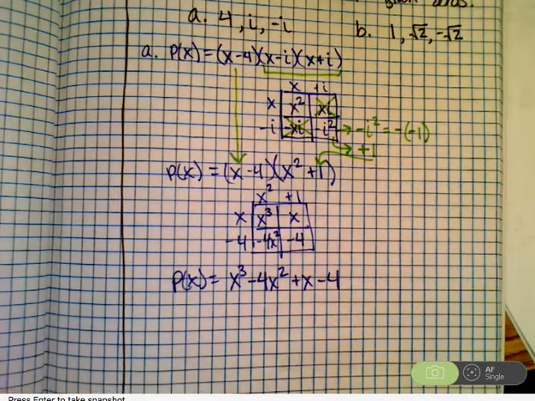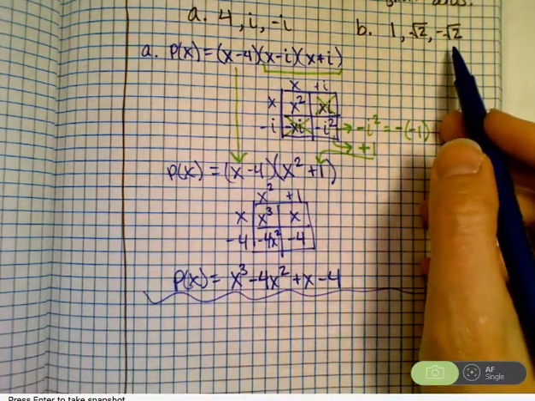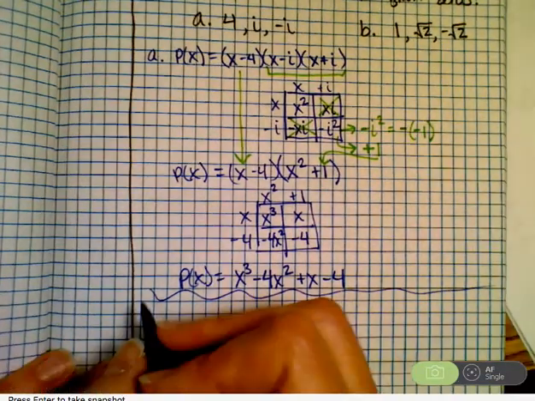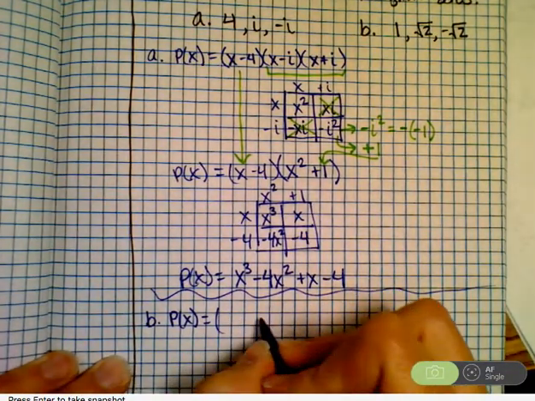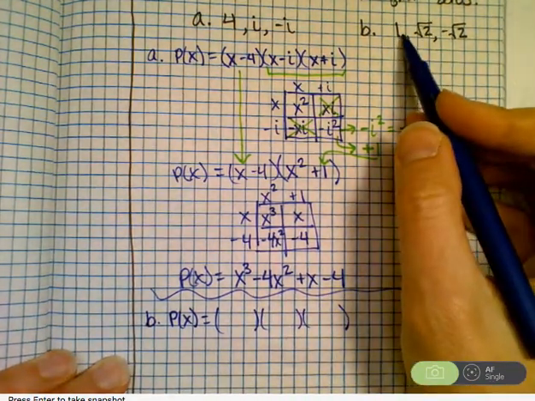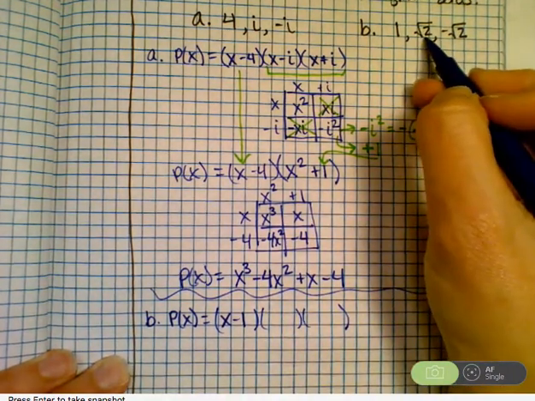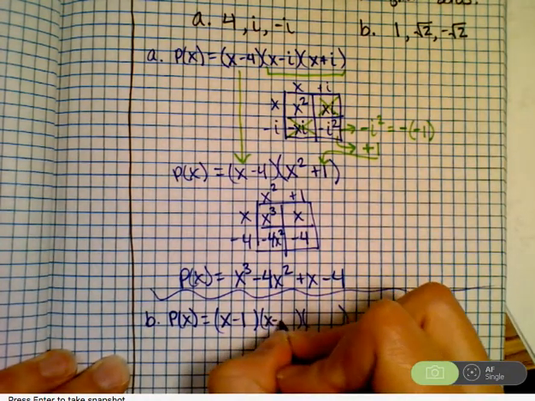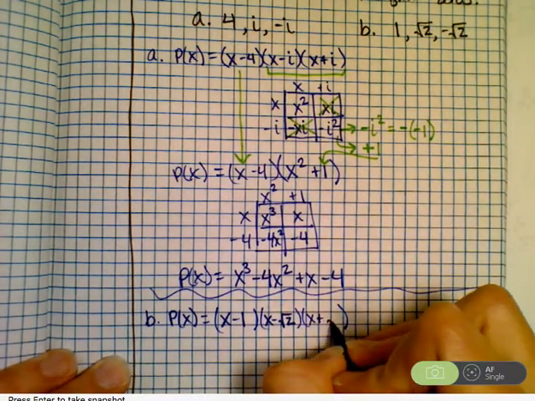Okay, so let's look at problem B now. Problem B is very similar, except we have roots instead of i's. So I'm going to try and do problem B on the rest of this page. I can write out the factored form first. So from the 1, I get an x minus 1. From the square root of 2, I get x minus root 2. And then from the negative root 2, I get x plus root 2.